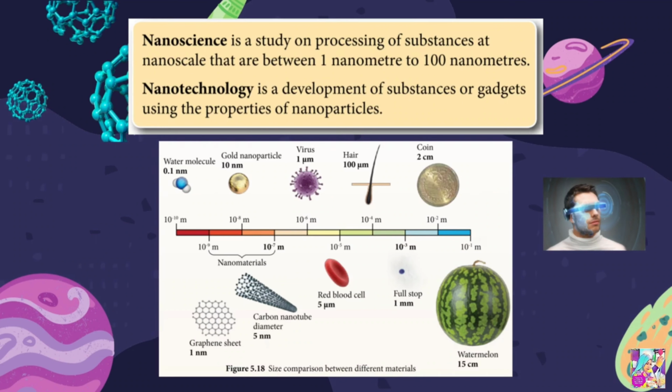Here you can see the size comparison between different materials. We have here a water molecule at 0.1 nanometers, compared to a watermelon, 15 centimeters. So nano is very tiny particles or substances.